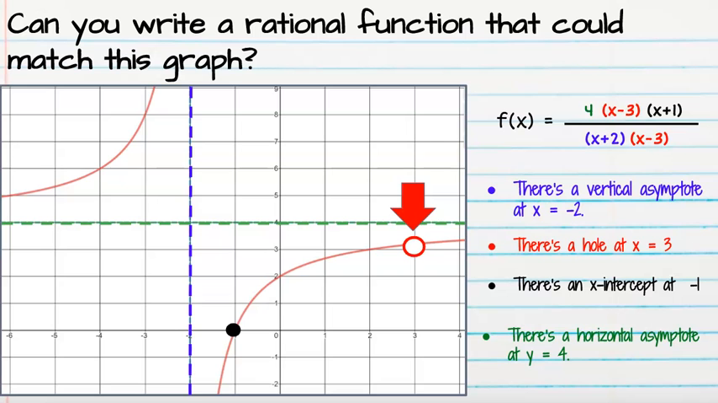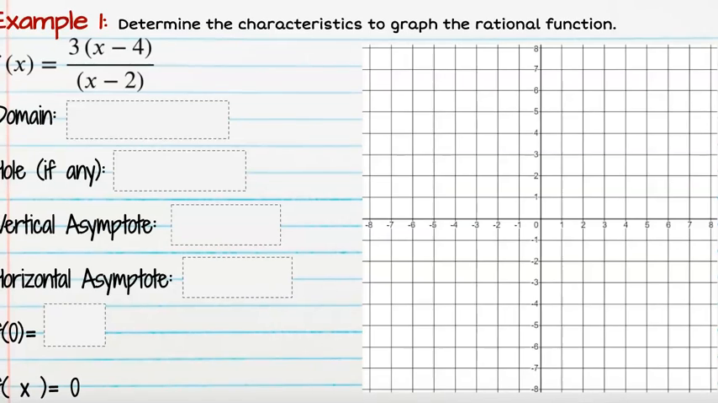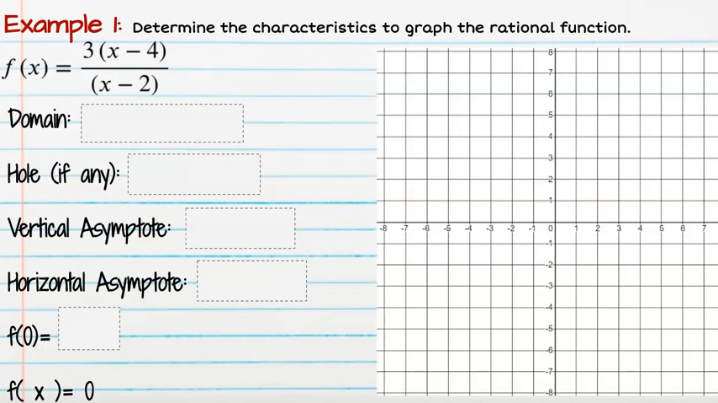Now let's spend some time graphing. Here's our first example. F of x equals 3 times x minus 4 over x minus 2. We know that our domain is all real numbers except for 2, because 2 would make the denominator equal to 0. We also know that there are not any holes because none of the factors cancel out.